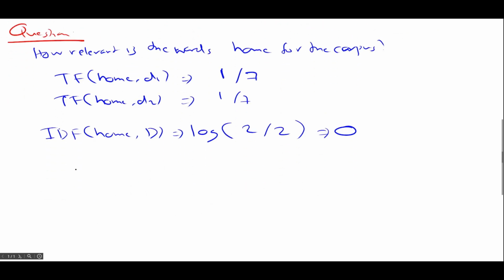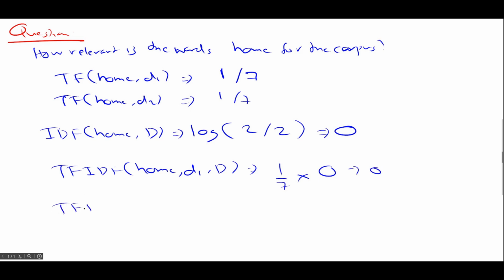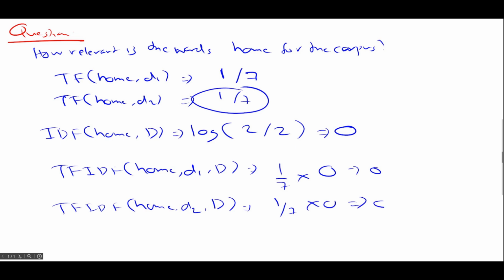Now finally, if I have to compute TF-IDF for the term home in D1 with respect to D, then this is going to be 1 by 7 into 0, which is 0. And again, TF-IDF of home for D2 with respect to D is again 1 by 7 into 0, which is equal to 0.